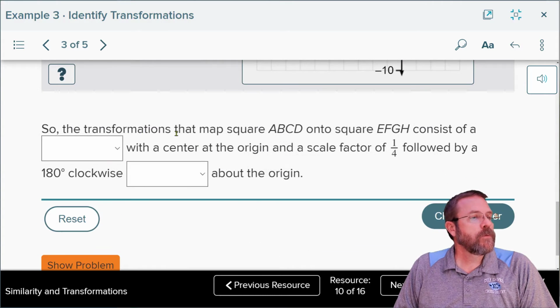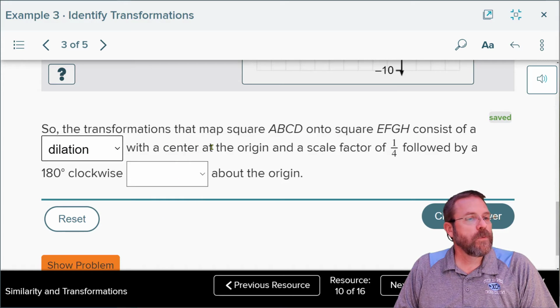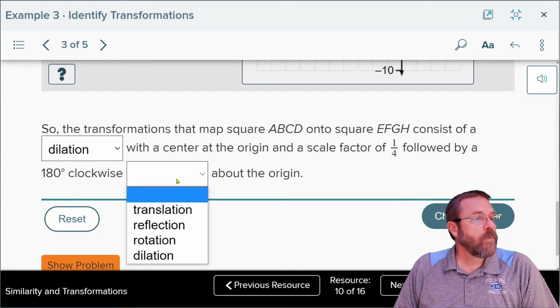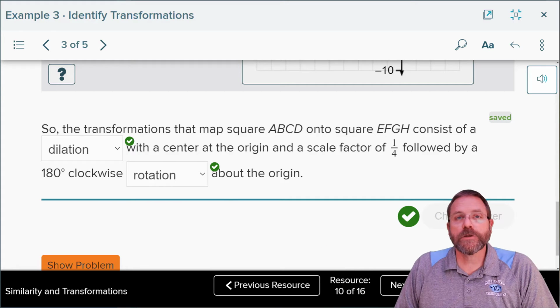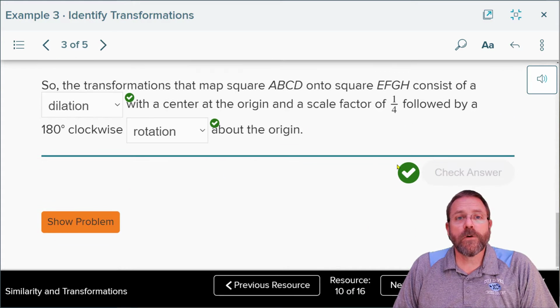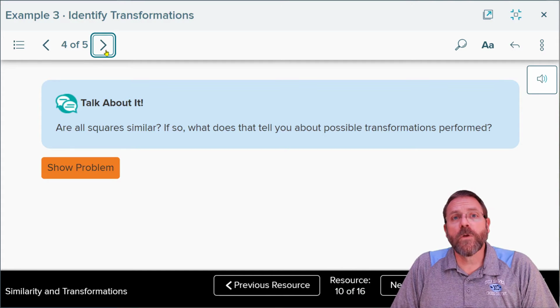Scrolling down here, the transformations that map square ABC onto square EFGH consist of a dilation with the center of the origin and a scale factor of 1/4, or 0.25, followed by a 180 degrees clockwise rotation around the origin. Check, and it checks. The figures are similar, but we didn't even need to do math to know that, because they're squares. All squares are going to be similar figures.